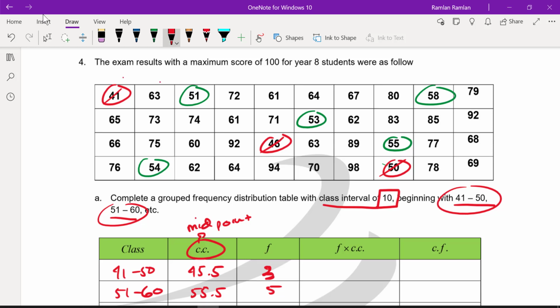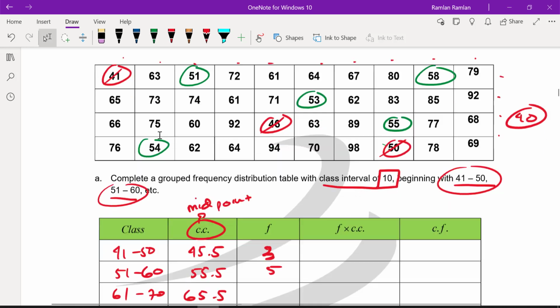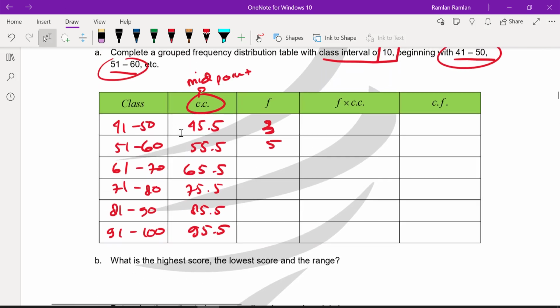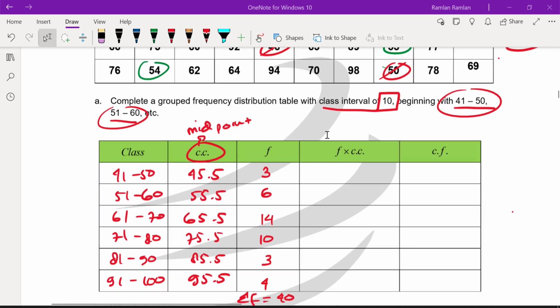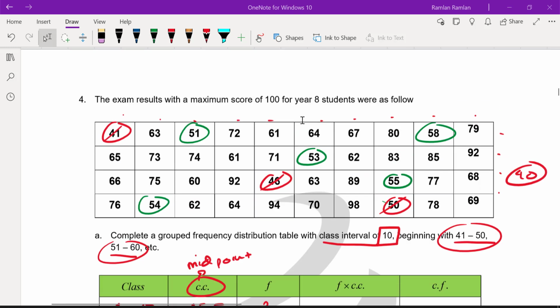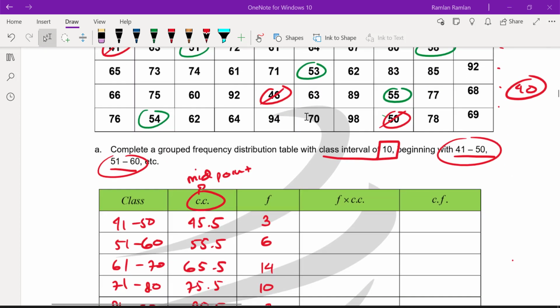So we have 1 2 3 4 5 6 7 8 9 10, and 1 2 3 4. So in total we have 40. Which means that after you fill all of this, if you add them together, the sigma f will be equal to 40. Just make sure that you don't miss a thing. Okay, so you can pause the video and fill all of this. I'm just going to fill this in later.